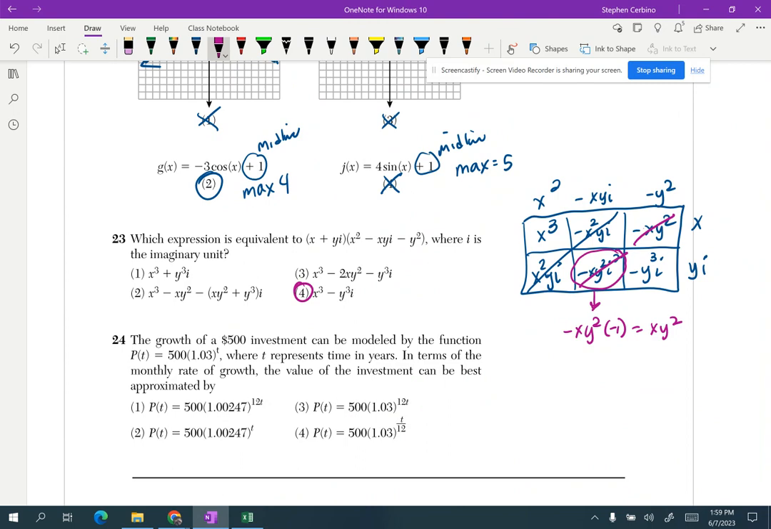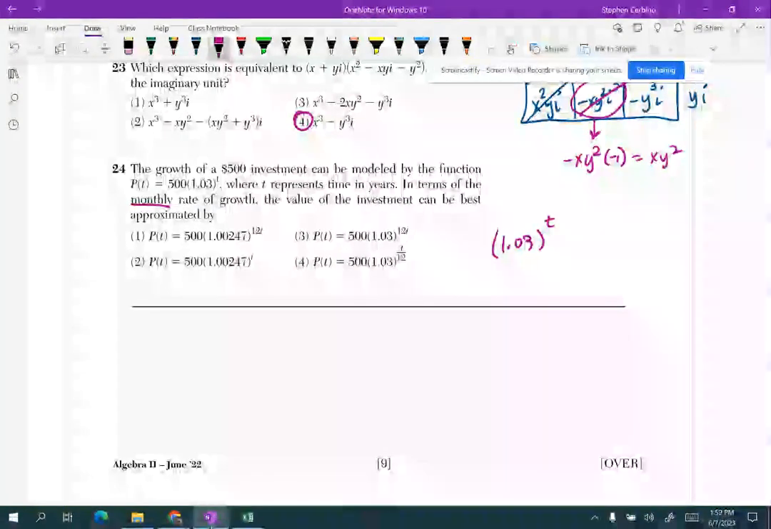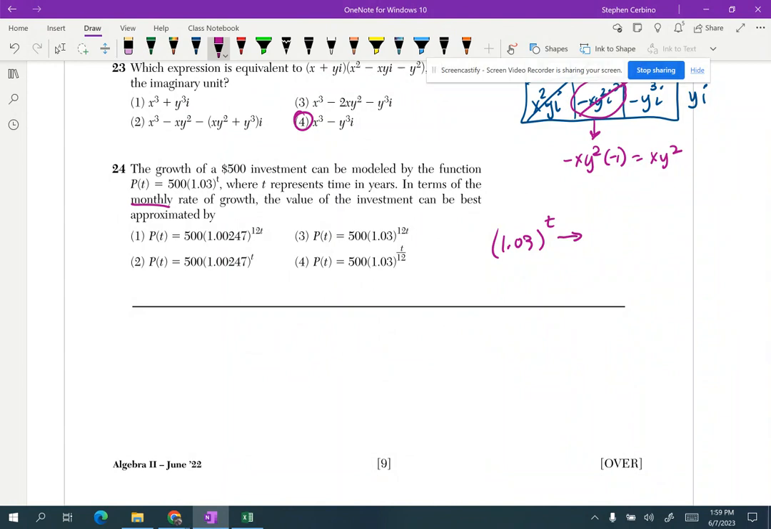All right, last one here on the multiple choice. Hopefully you did well on this one. We have a function in terms of the yearly growth rate of a $500 investment, and I want to put it in terms of the monthly growth rate. I don't care about the initial value here. I just care about the 1.03 to the t. To put this into the monthly growth rate, I need to make the exponent in terms of months.